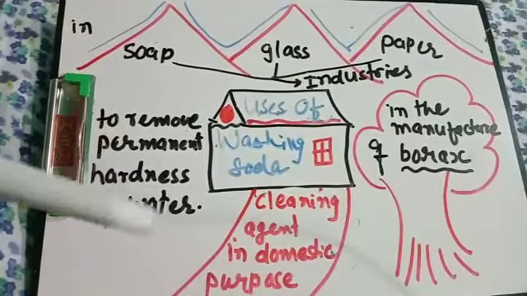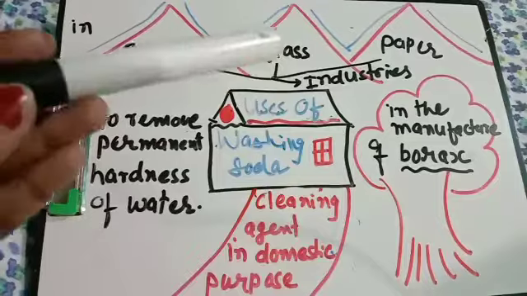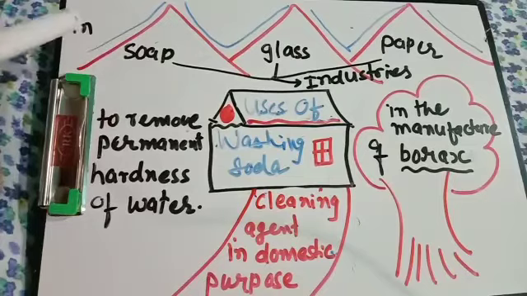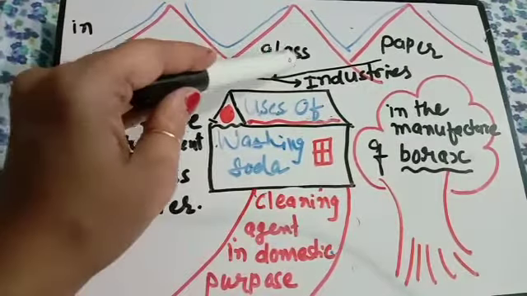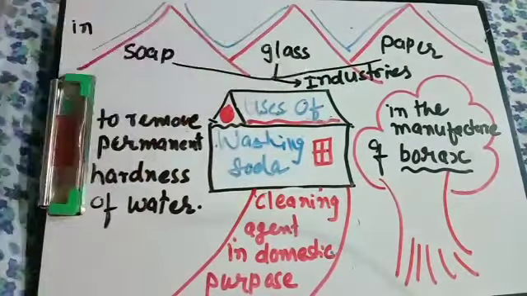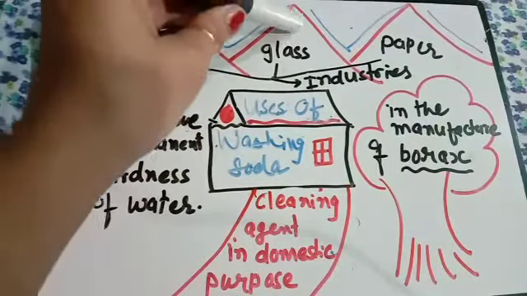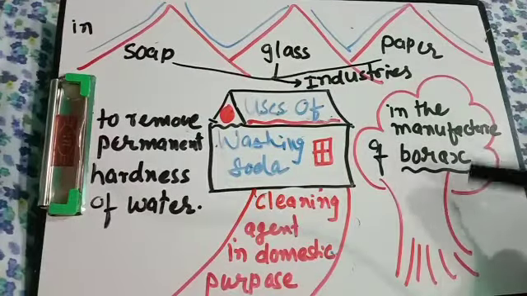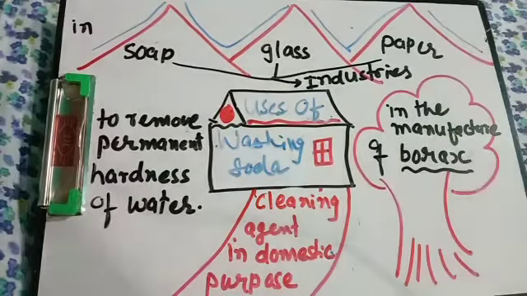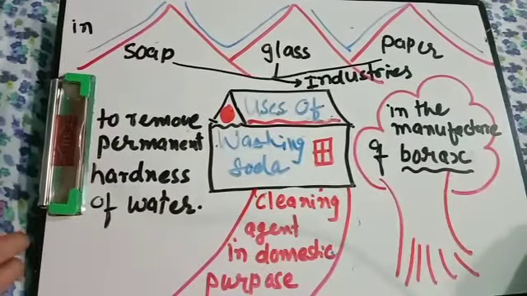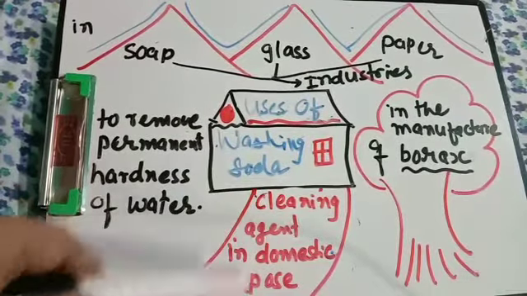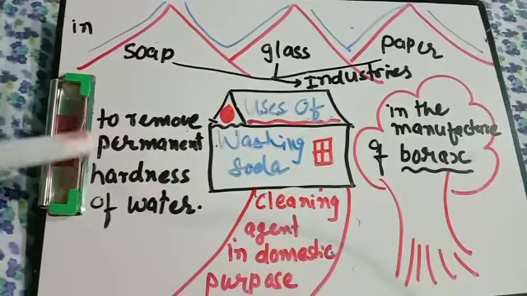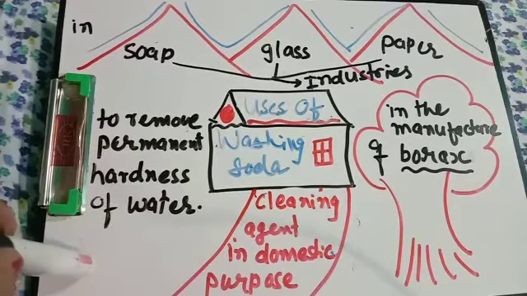Now let's move to the uses of washing soda. This is a scenery for the uses of washing soda. First we go for the mountains: in soap, glass and paper industries. Second, you come here: in the manufacture of borax. Borax is a powder. Next, cleaning agent in domestic purpose, used for washing clothes. And next, to remove permanent hardness of water.